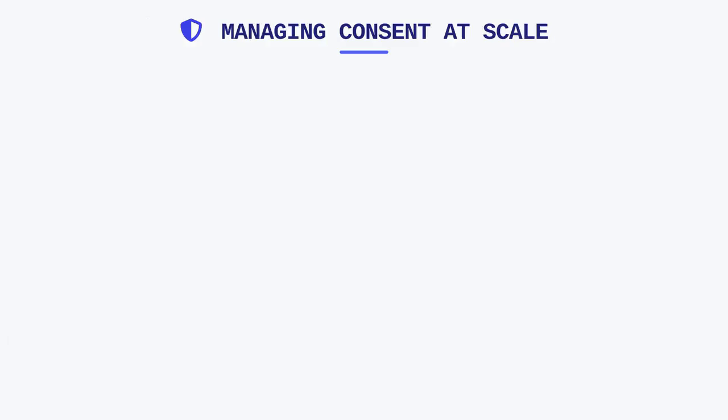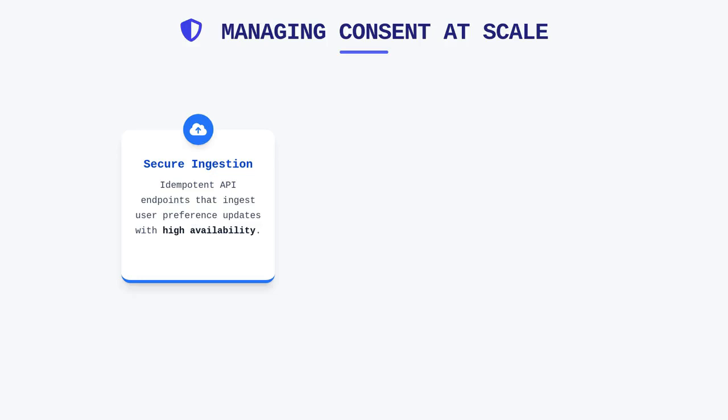Managing consent at scale requires more than just client-side logic. It necessitates a backend system that can ingest and store these records immutably. When a user changes their preference, your API endpoint should receive this update, timestamp it, and secure it within a database that allows for perfect auditability.